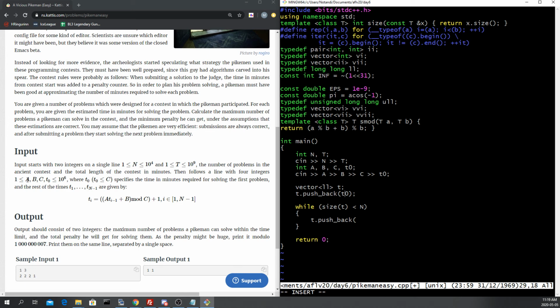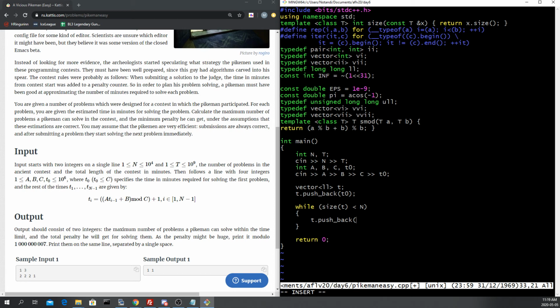Let's see, c can be 10 to the power of 6. So when we take modulo c, it'll be 10 to the power of 6 or less. And a can also be 10 to the power of 6. So at most we get 10 to the power of 12 here, plus whatever b is. So let's use longs for that then.